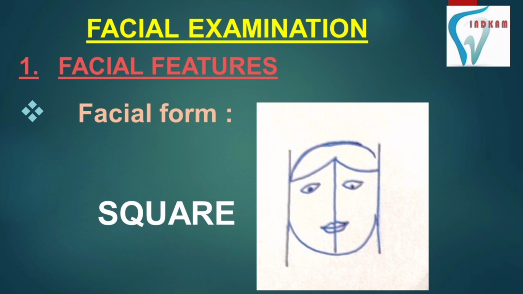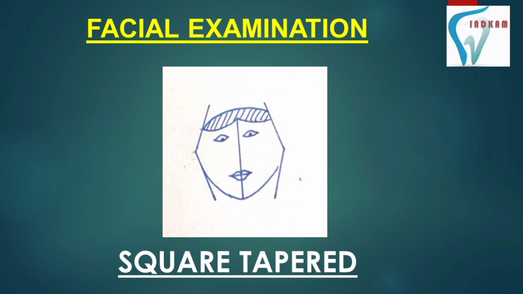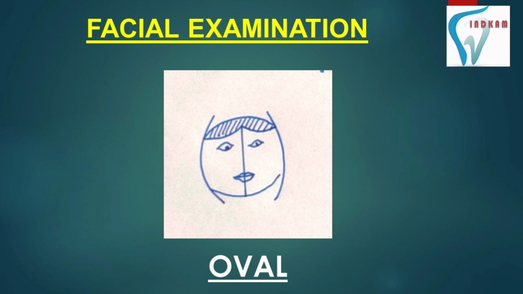House, Leap, Frush and Fisher and Williams classified facial form based on the outline of the face. As you can see in the picture also, this is square, tapered face form, wider at head portion and towards the chin it is narrowed down. Square tapered form, wider somewhere in the middle and narrower at the head region or towards the chin region. Oval, it is somewhere oval or roundish in shape.